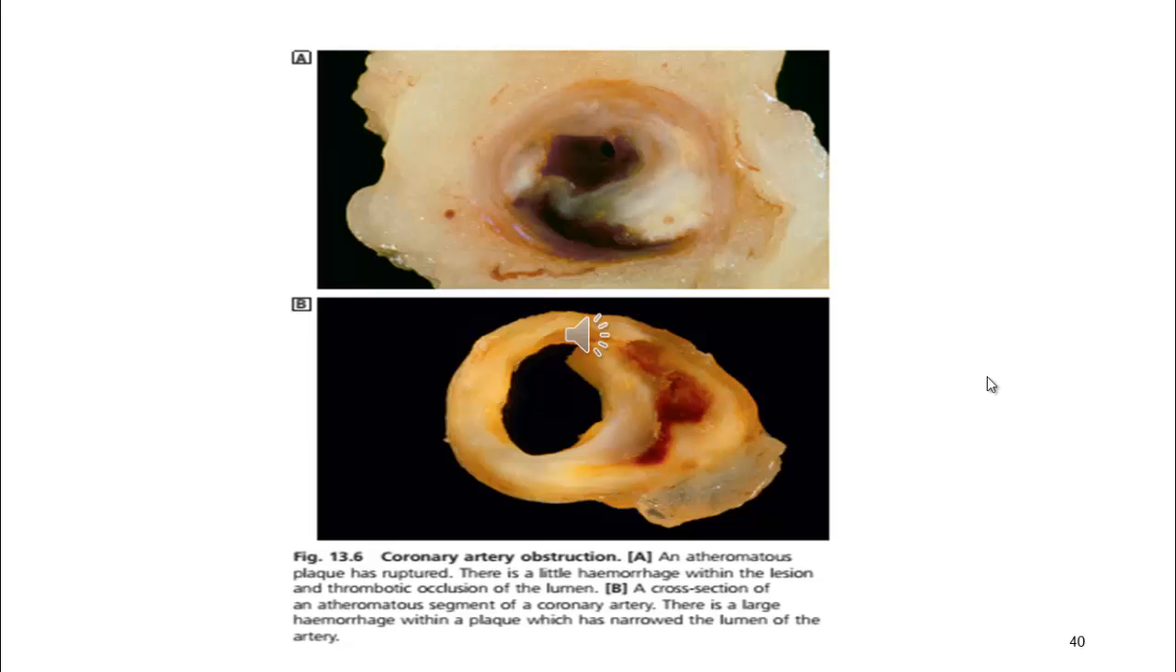So in this picture, you can see a cut section of a blood vessel, the coronary artery, the lumen of which has been obliterated by an atheroma, which is a gray-white lesion on the right-hand side, and there is an area of hemorrhage, shown as a red area in the lower picture, which is further complicating this atheromatous plaque.